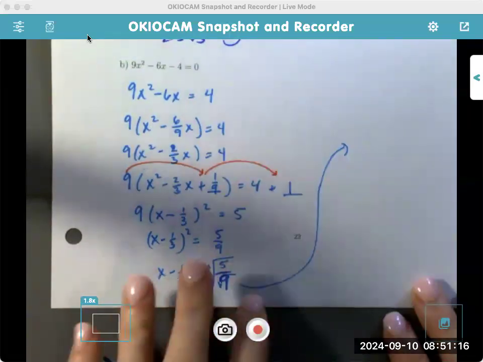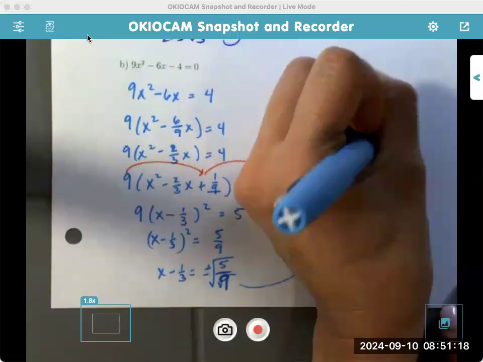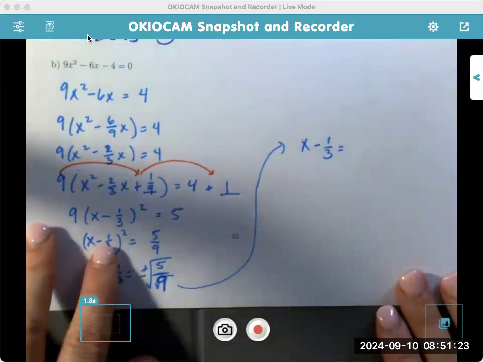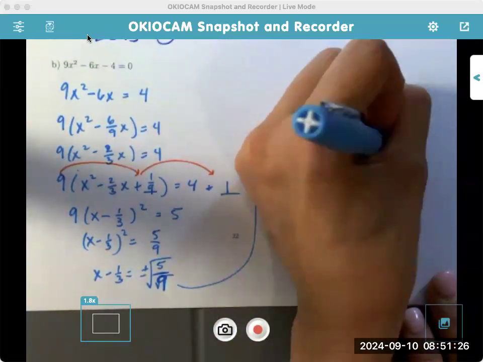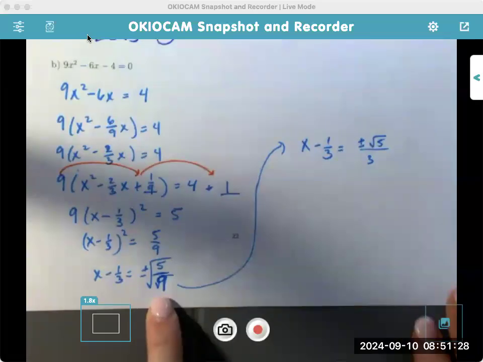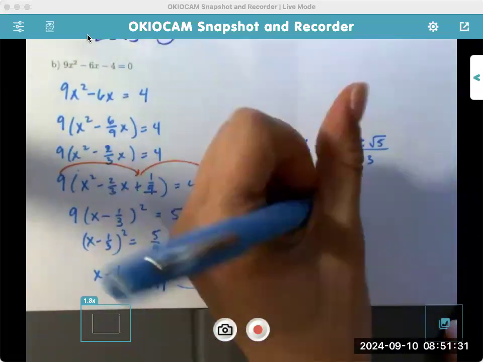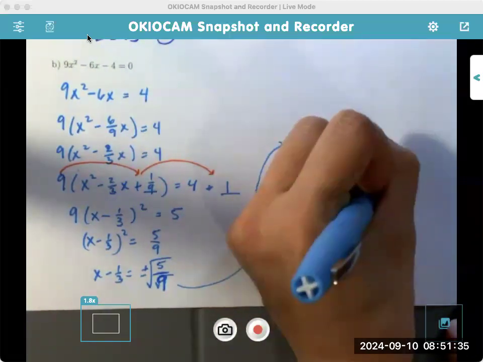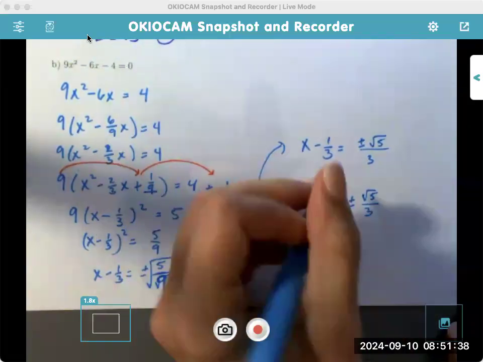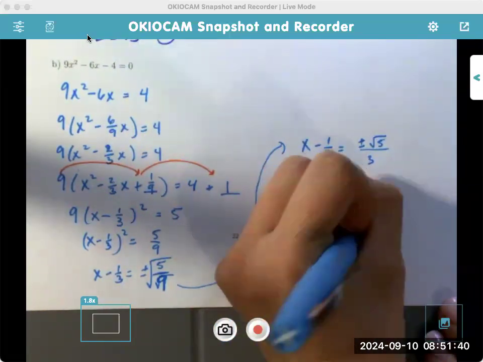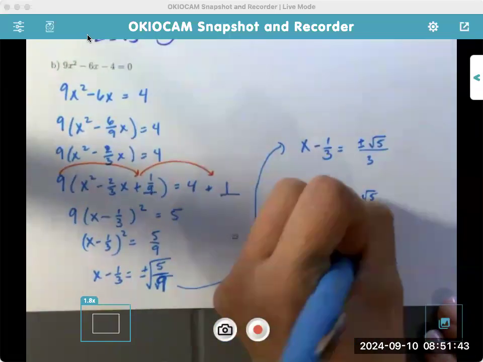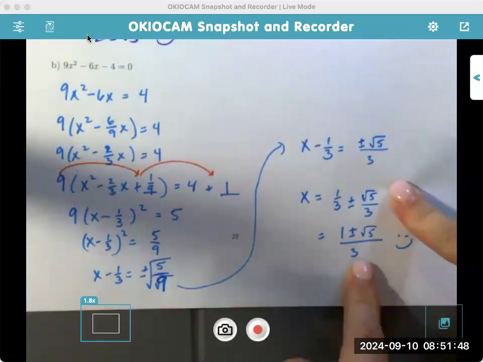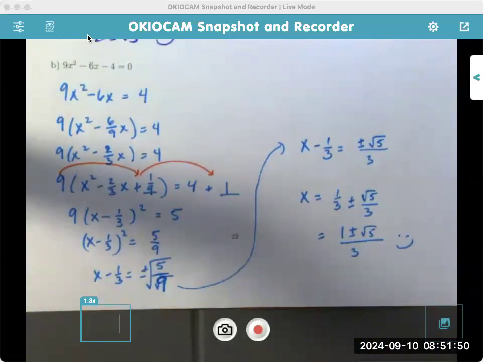Now, up and over. The square root of 9 is 3. So we can simplify this to say that this is x minus 1/3 plus or minus root 5 over 3, right? Because the square root of 9 is 3. And now add 1/3. So x is equal to 1/3 plus or minus root 5 over 3. Since they're both over 3, we can say this is 1 plus or minus root 5 all over 3. Now the homework system should take both solutions. Okay, it should being the optional word there.